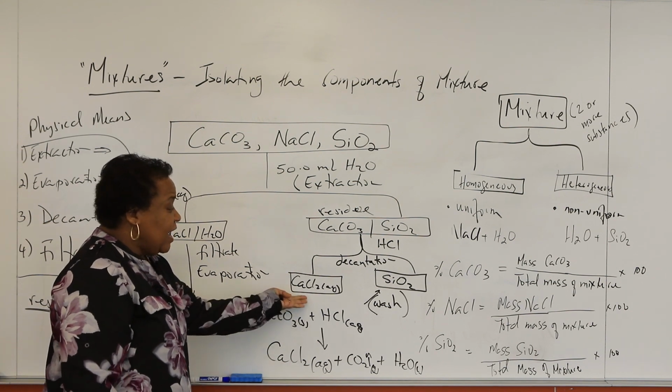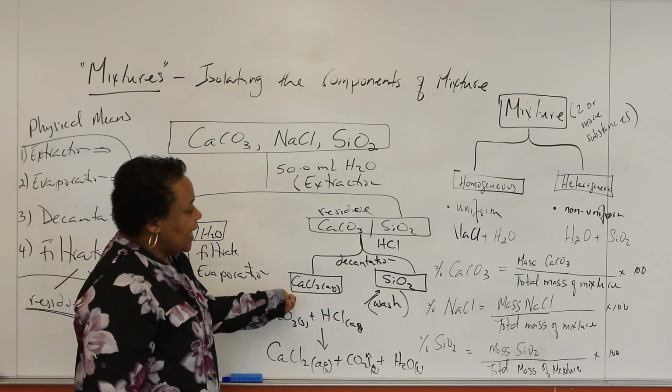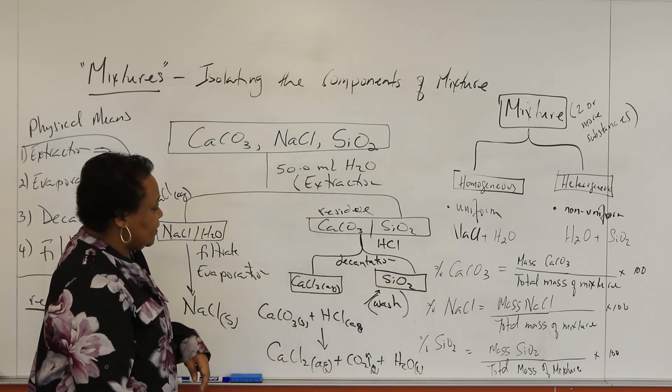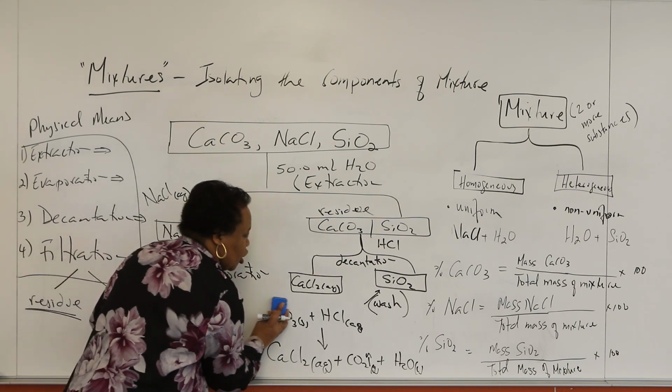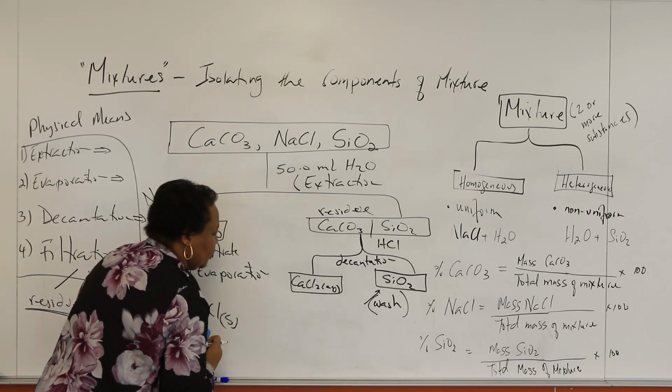But no, here I have calcium chloride. I don't need calcium chloride. What do we need? I actually need what? Calcium carbonate. And so the final step in this experiment will be for me to recover, right, the calcium carbonate. And so an additional chemical reaction will occur.